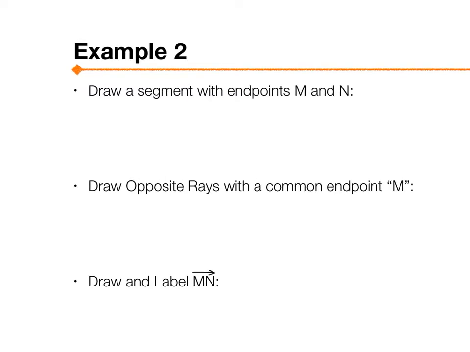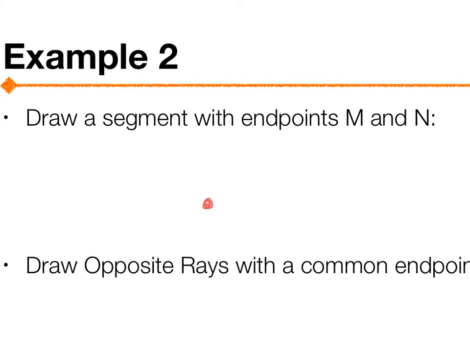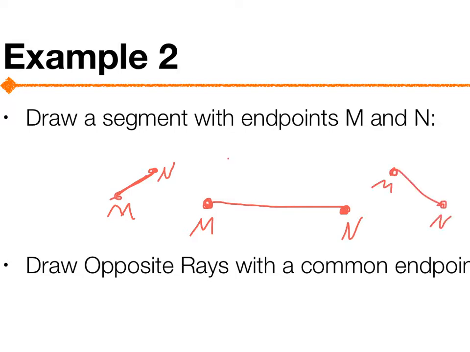Draw a segment with endpoints M and N. So we need an endpoint here, M, and an endpoint here, N, and a segment that connects them. If I asked this question on the test, I would see 30 different answers because you could make the segment like this, M and N, or like this, M and N, or N and M. There's many different ways to draw this. I just need to see that it has 2 endpoints, M and N.